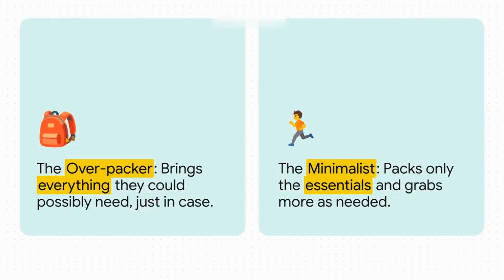On one side, you have the overpacker. This is the person who brings everything they could possibly need, just in case. And on the other side, you've got the minimalist, who packs only the absolute essentials and just assumes they can pick up anything else along the way. And believe it or not, these two travelers are basically perfect stand-ins for our two data fetching strategies.